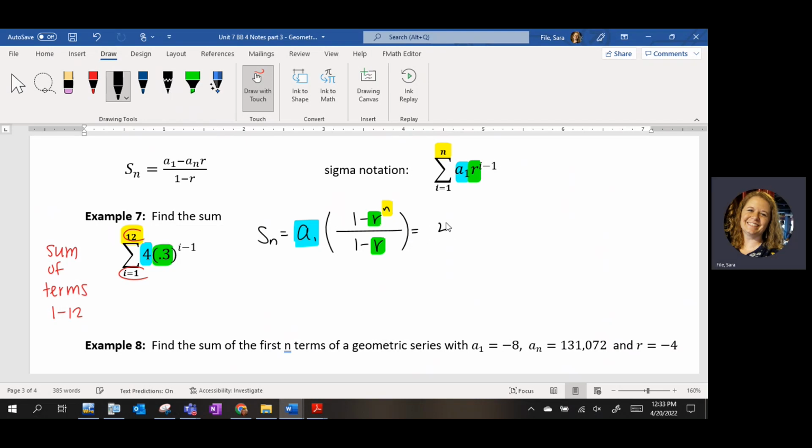So this is 4 times 1 minus 0.3 to the 12th power over 1 minus 0.3. You can do this all at once in the calculator. You could do the numerator and the denominator separately, then divide, then multiply by 4. However you prefer to type that in the calculator. This comes out, I'm rounding here, so approximately 5.714.